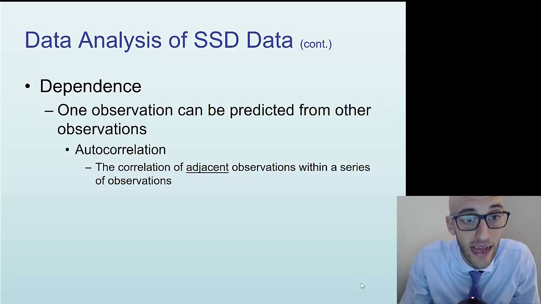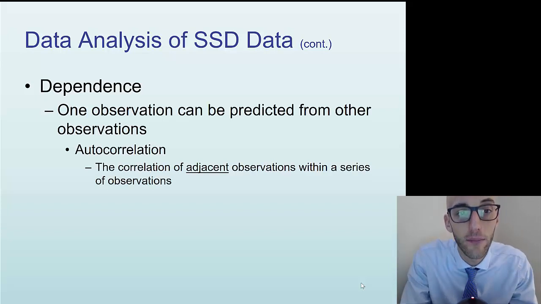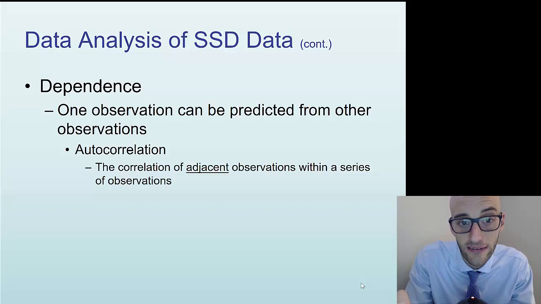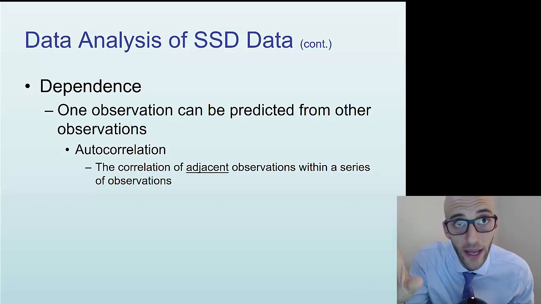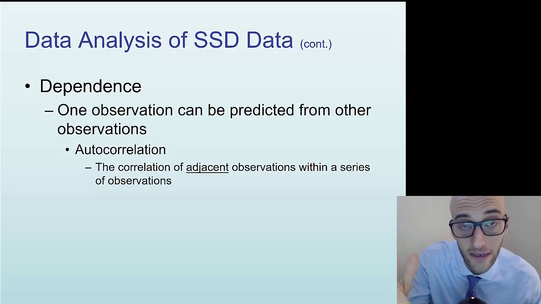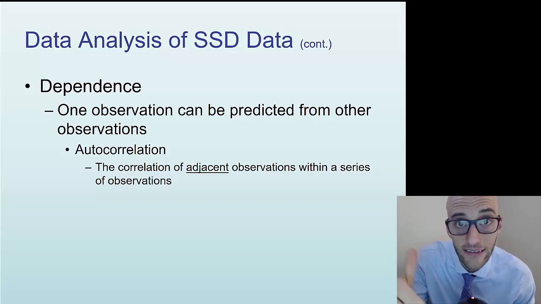Another issue in single system design is dependence, where one observation can be predicted from another observation, which is also known as autocorrelation. So a correlation of adjacent observations within a series of observations. So if those patterns become too predictable and repetitive, then we need to make certain statistical modifications in order to get rid of the autocorrelation. So let me break that down a little bit more.